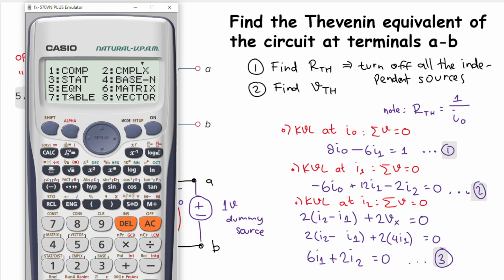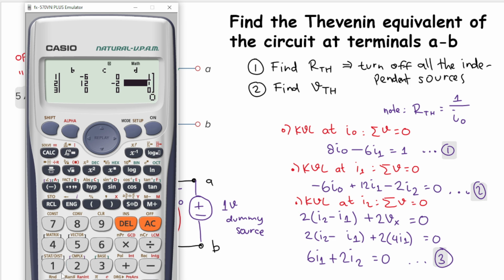So let's set up our calculator as the complex equation solver. So I will have number 5, complex equation solver. And then we have 3 variables. We have I0, I1, and I2. So I will have number 2. Okay, let's plug that in. I will have 8, and then minus 6. But then here the coefficient of I2 is 0, and all of that will equal 1. Good. And then the second one, I will have minus 6, and then 12, and then minus 2.